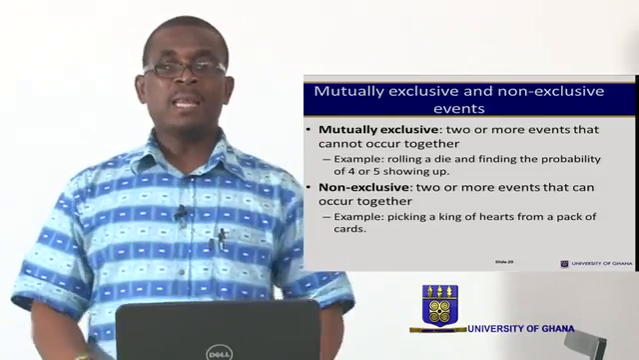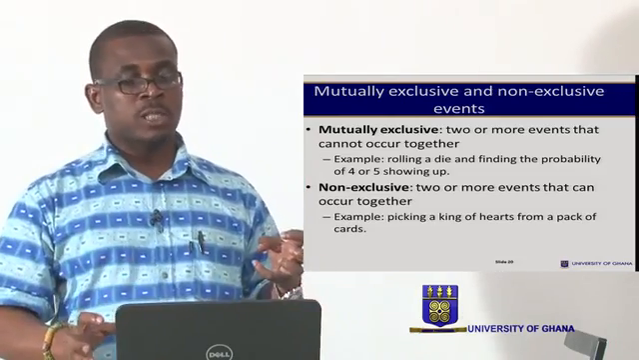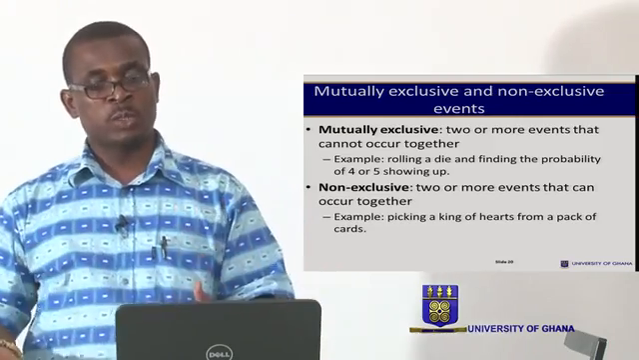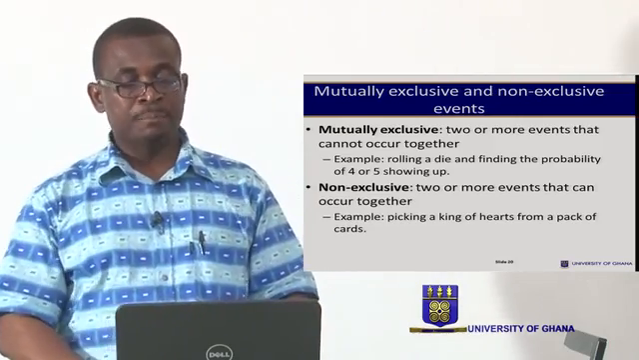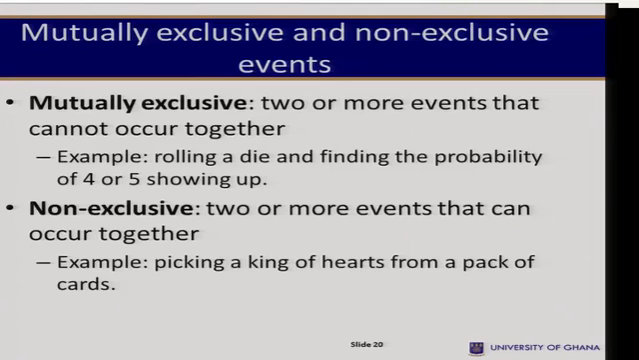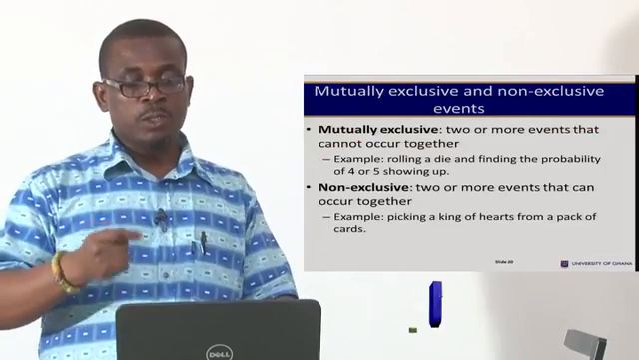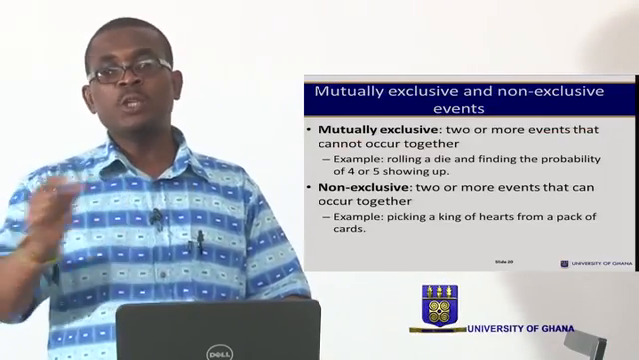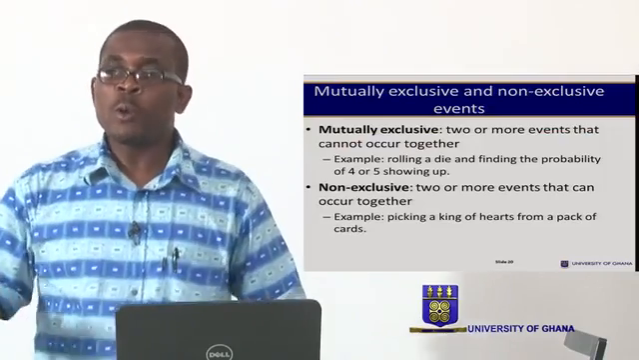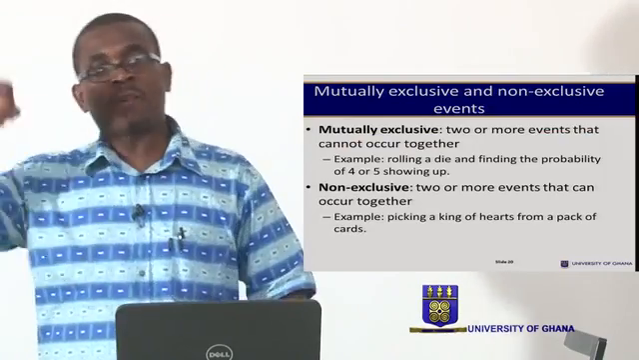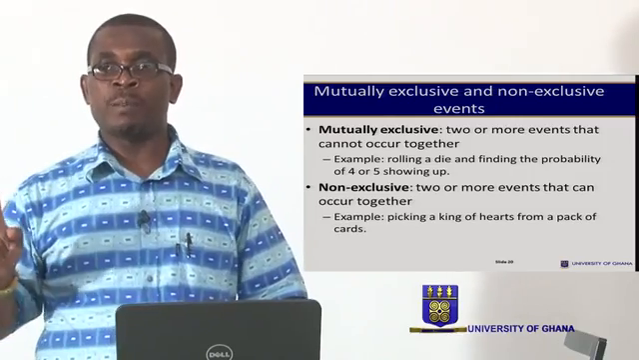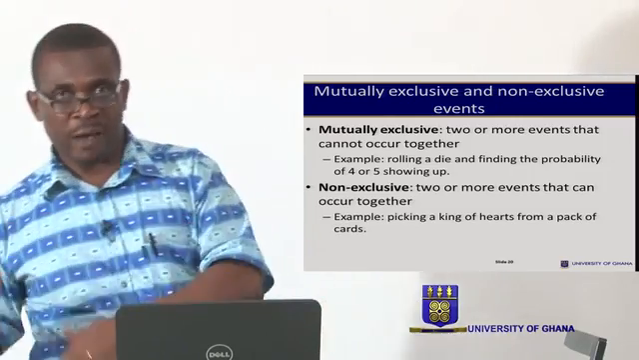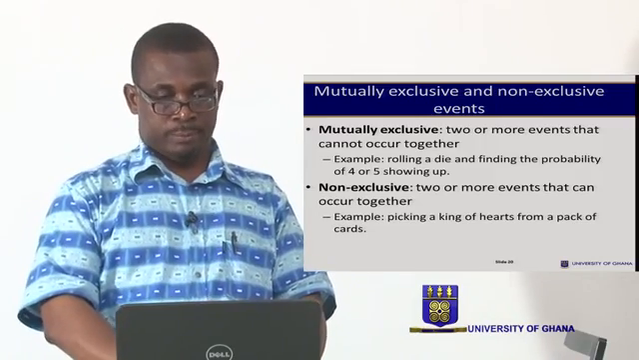Now, to apply the addition rule, you need to understand the concept of mutually exclusive and non-exclusive. I mentioned mutually exclusive earlier. We say two or more events that cannot occur together are said to be mutually exclusive. So when you roll a die and you want to find the probability of a 5 or a 4 showing, we're saying these two are mutually exclusive because when you roll a die, 4 and 5 cannot appear at the same time. It's either one of them. So it's either a 4 or a 5. The two cannot occur together.